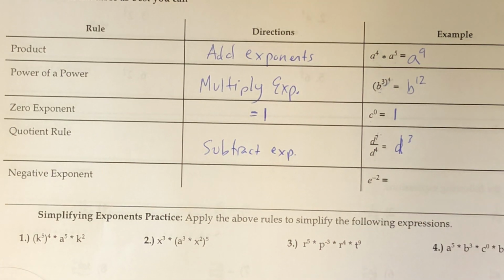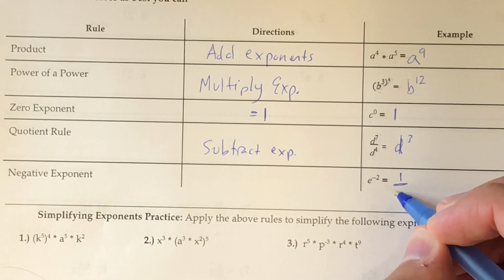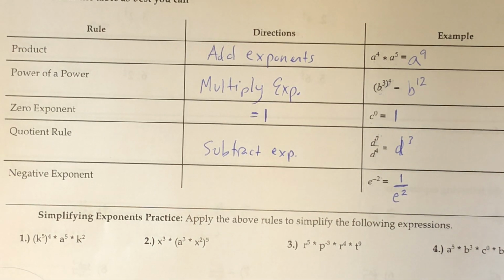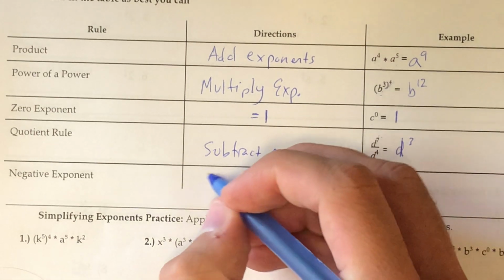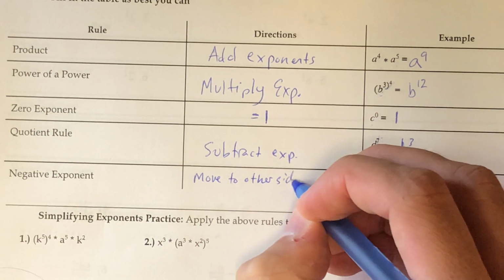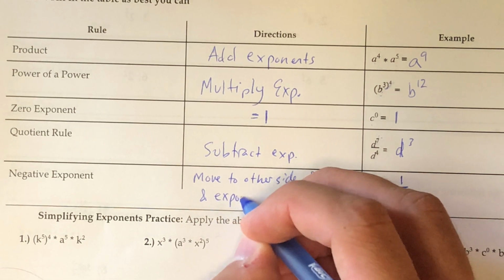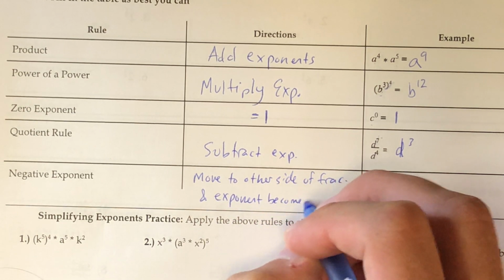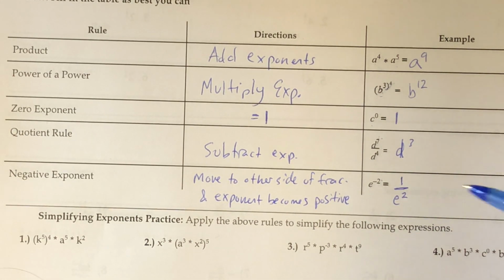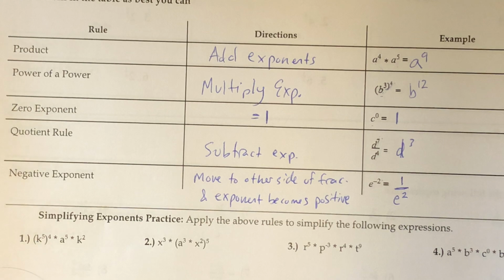Next we have negative exponents. Anytime you have a negative exponent, you bring it to the other side of the fraction. So e to the negative 2 is the same thing as 1 over e to the power of positive 2. So we could say move to other side of fraction and exponent becomes positive. Whenever you have a negative exponent, you move it to the other side of the fraction, from the top to the bottom or the bottom to the top, and the exponent becomes positive.